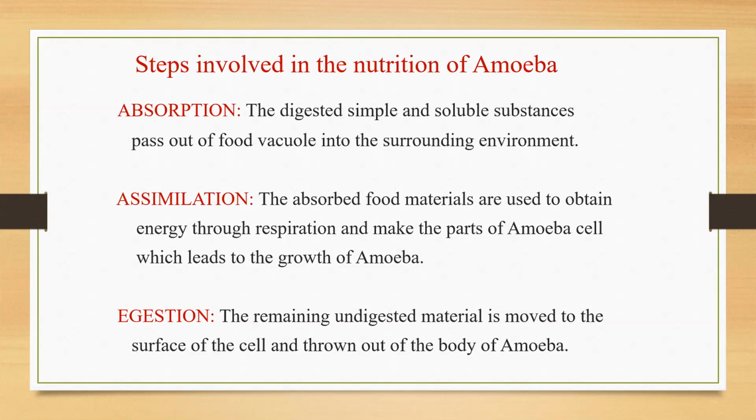Now the food has been distributed. What is the next step? The next step is assimilation. The absorbed food is used to obtain energy through respiration and makes the parts of the amoeba cell, which leads to growth of the amoeba. The absorbed food will undergo respiration, and by respiration it will produce energy, and by producing energy the amoeba will grow in size or also multiply, producing further identical body parts. It will grow in size and also in number.